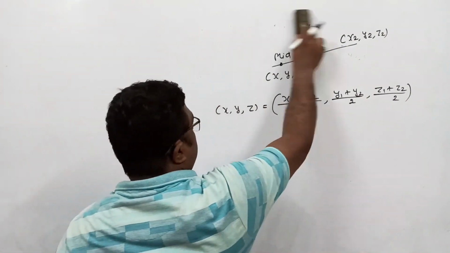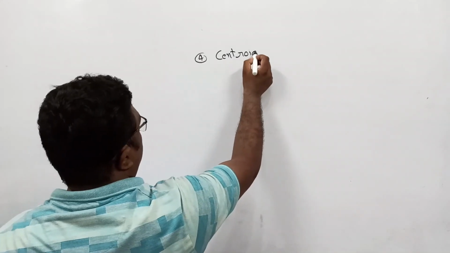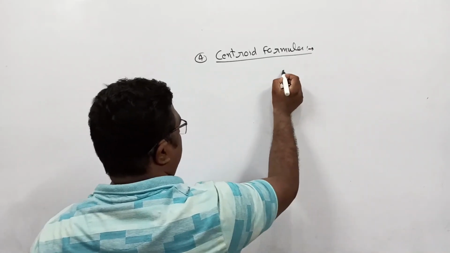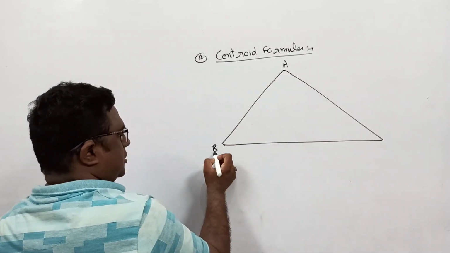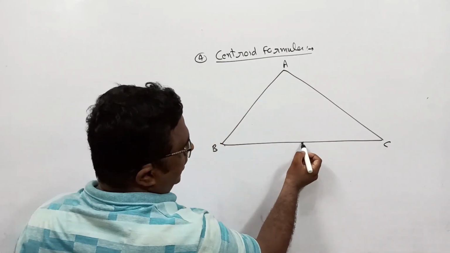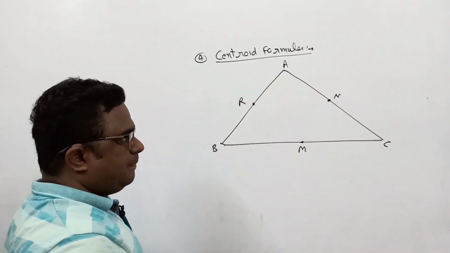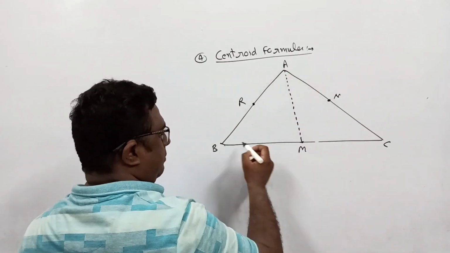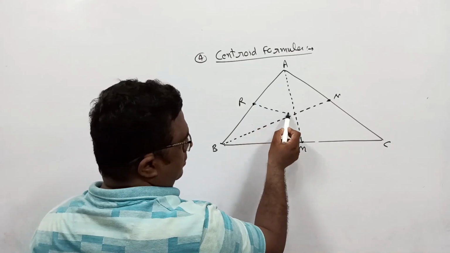Now our next formula is centroid formula. Formula number 4, centroid formula. Suppose it is a triangle. Let us consider its name ABC. M is the midpoint here, N is the midpoint here, and suppose R is the midpoint of AB. If I join AM, then we call it median. It is median AM, it is median BN, and it is median CR.